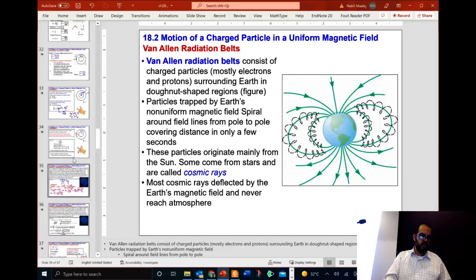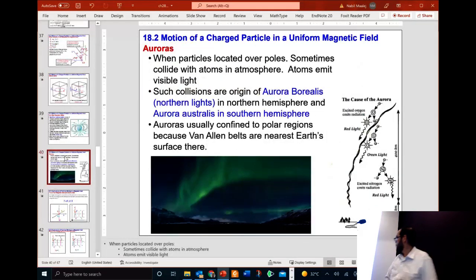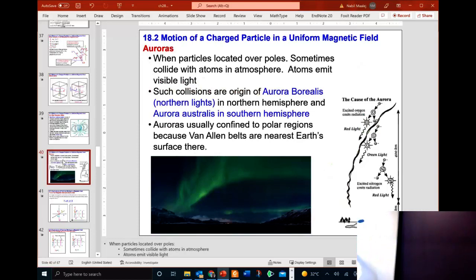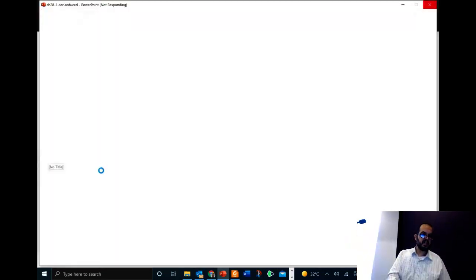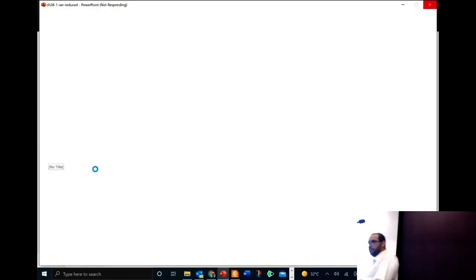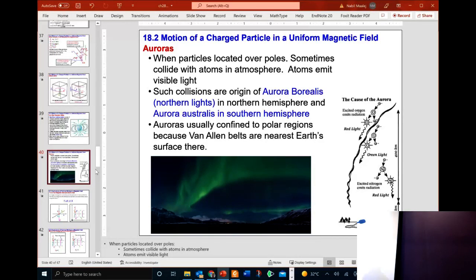So here, if you have an electron or a proton interacting with an oxygen atom, it will give a green light. And if it interacts with nitrogen, it will give a different light. That's why we see red, green, blue, and so many beautiful colors in the sky. With oxygen, it will give green light; with nitrogen, it will give red light, and so on. So hopefully you will have the experience to see the northern lights.